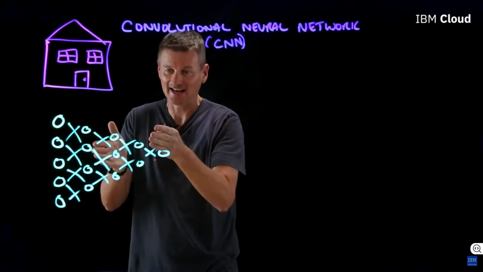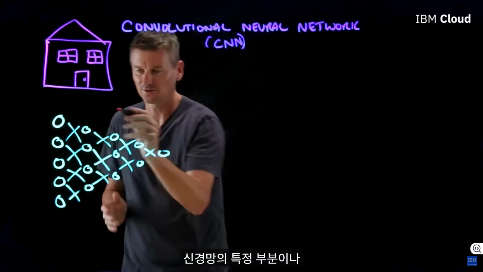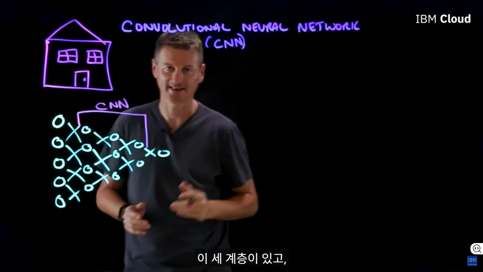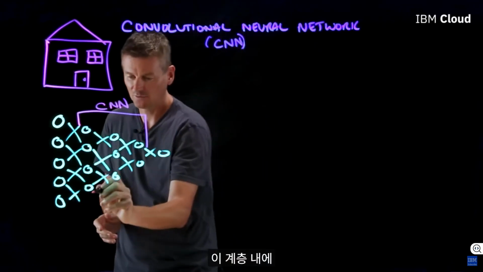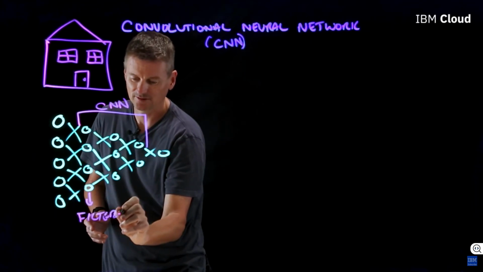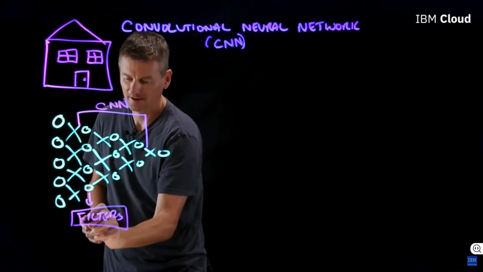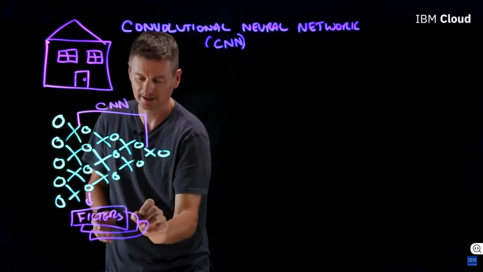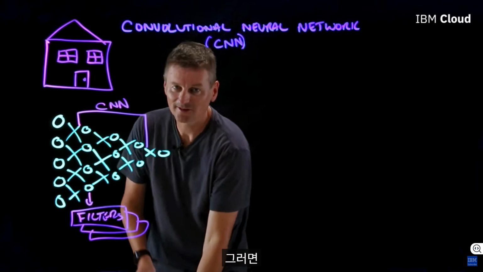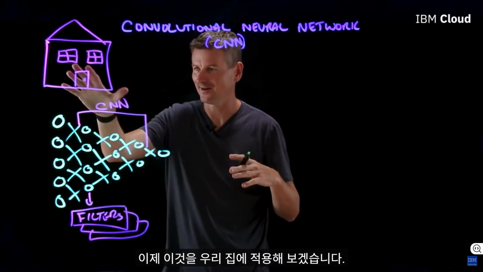And CNN is a particular part of the neural network, or a section of layers. Let's say it's these 3 layers here. And within these layers, we have something called filters. And it's the filters that perform the pattern recognition that CNN is so good at. So let's apply this to our house example.